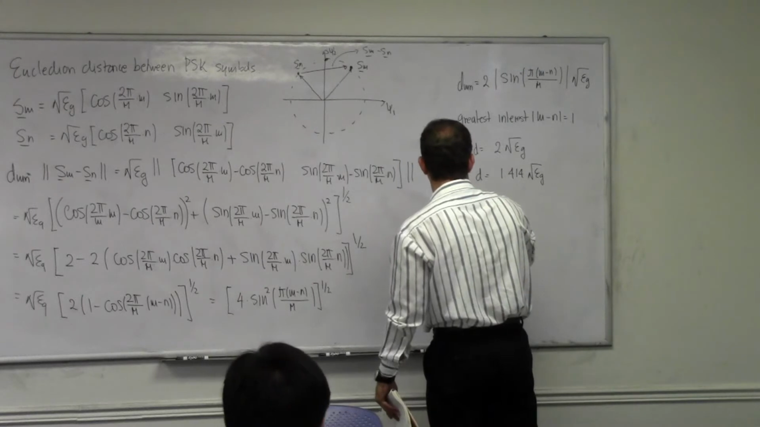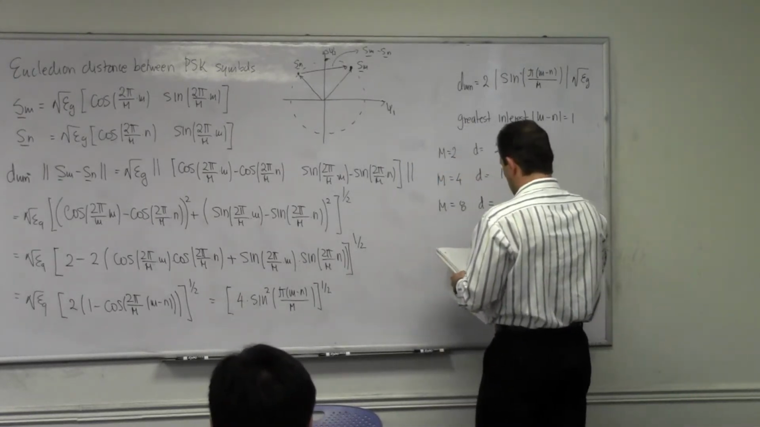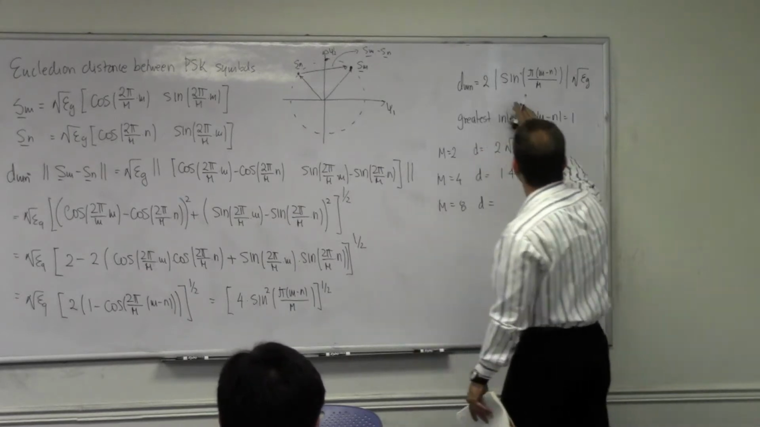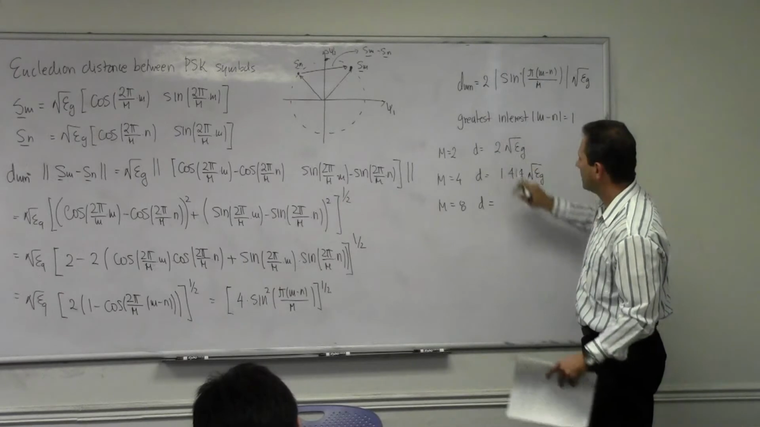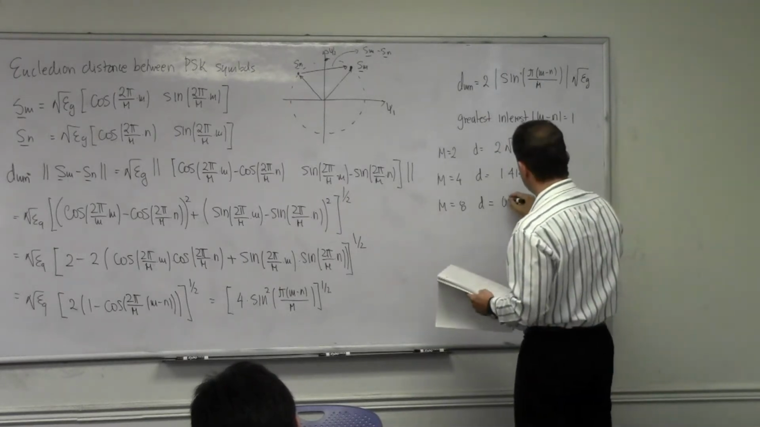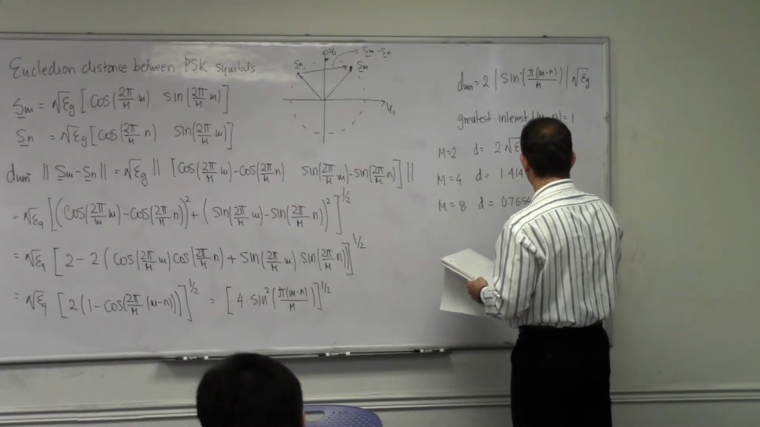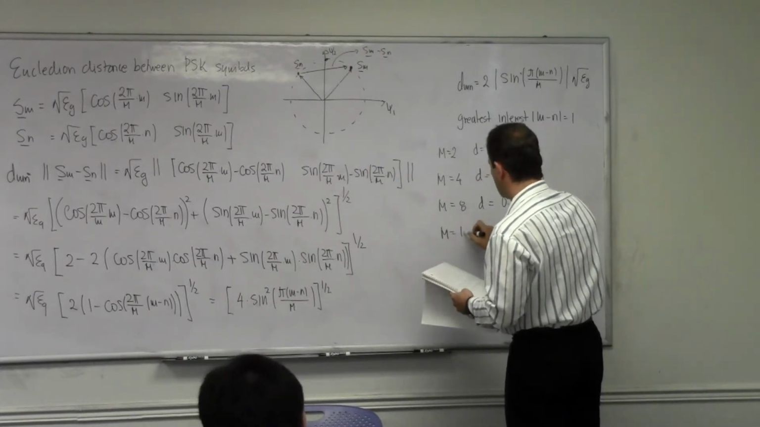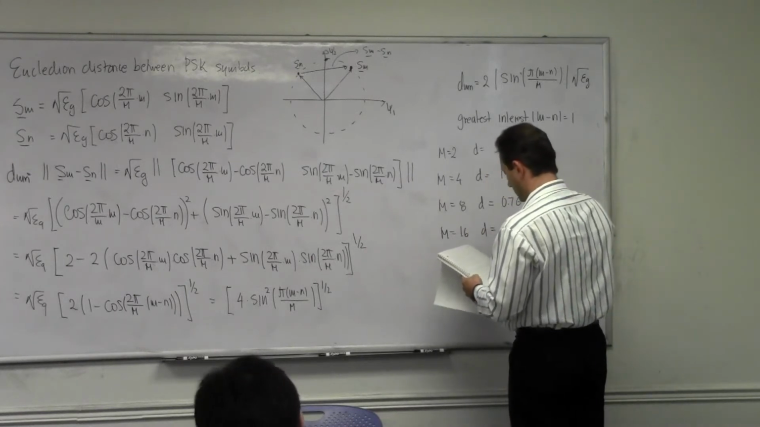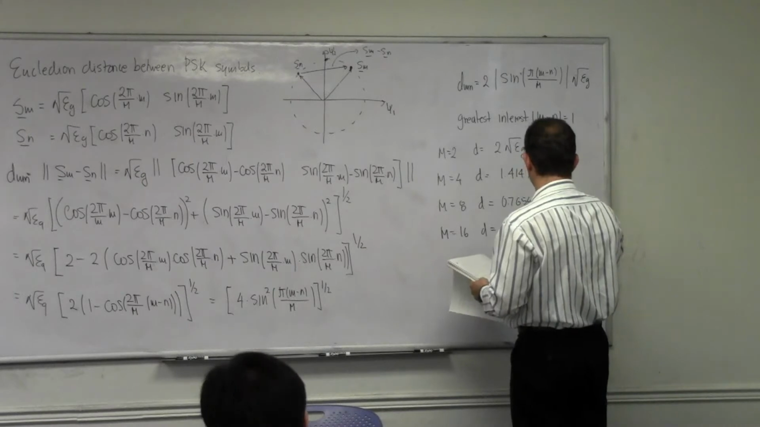When you substitute m equal 8, the distance becomes 2 times sine pi over 8. You can see here sine pi over 8 times 2. So this is 0.7654 times square root of energy. And m is equal to 16 gives you 0.3902 square root of energy.